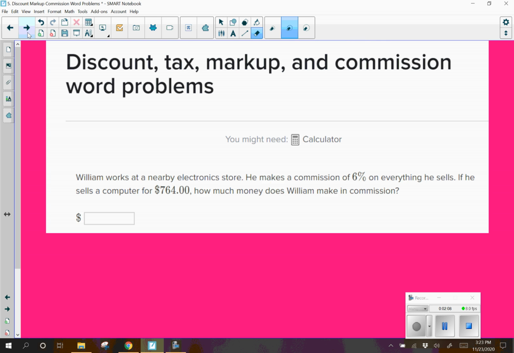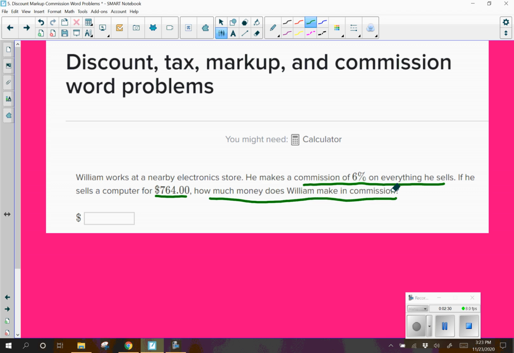It says William works at a nearby electronics store. He makes a 6% commission on everything he sells. If he sells a computer for $764, how much money does William make in commission? So we know he makes a commission of 6% on everything he sells. He sells a computer for $764, and we want to know how much he makes in commission. So we can go about this using either the decimal method or the proportion method.